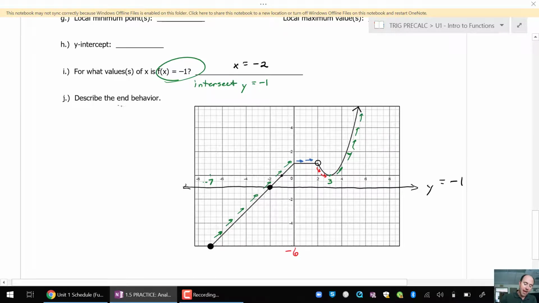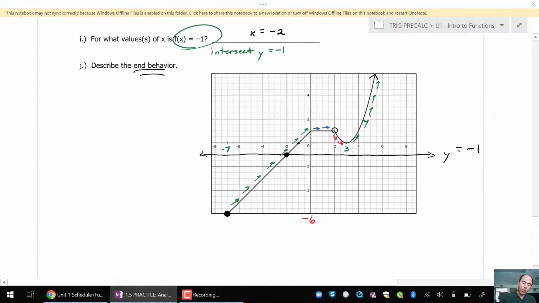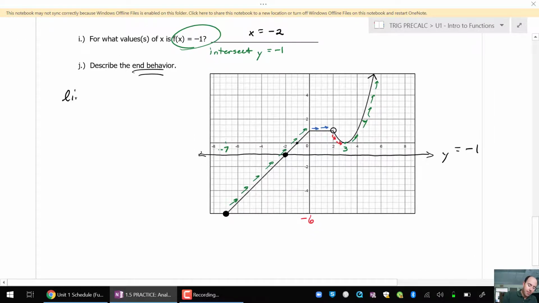And then lastly here, end behavior. We like the word limit. And the abbreviation mathematically is just LIM. The limit as x approaches -infinity would be one end behavior. So just travel to the left forever on your function. If I travel left forever, I'm actually going to end down there at -6. And these limit values or these end behavior values are going to be function values. So that's a y value.